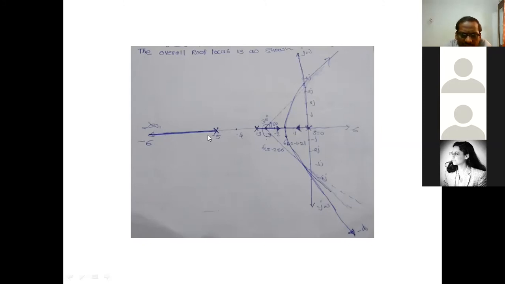We already calculated the centroid point. That point was minus 2.66. So you locate that centroid point. Now from this centroid point, you need to draw the three asymptotes at angles of 60 degrees, 180 degrees and 300 degrees. So there are three straight lines. The first line is drawn at an angle of 60 degrees starting from the centroid point minus 2.66. The second asymptote is drawn at an angle of 180 degrees, and the third asymptote at an angle of 300 degrees. Then we have also calculated the breakaway point, whose coordinate comes out to be minus 1.21. So this is nothing but the breakaway point.